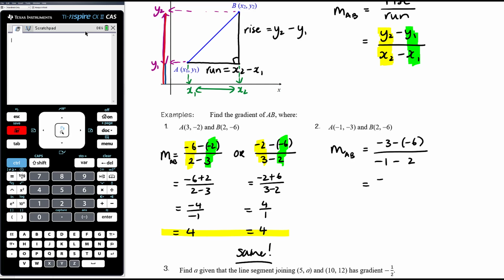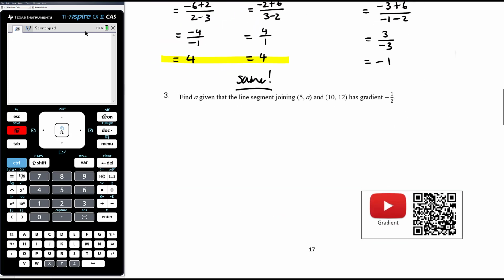Negative 3 minus 6 is negative 3 plus 6 over negative 1 minus 2. Negative 3 plus 6 is 3, negative 1 minus 2 is negative 3, so we've got 3 over negative 3, or if you'd done the subtraction the other way around, you would have had negative 3 over 3, but either way, they give you a gradient of negative 1. Okay, part 3.